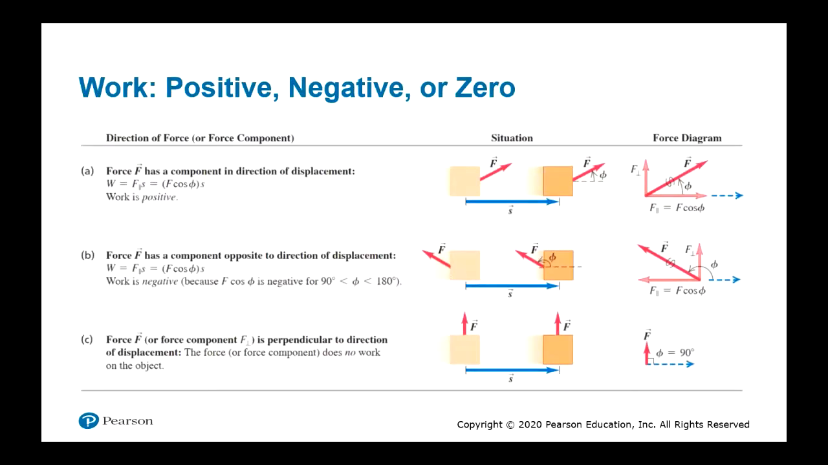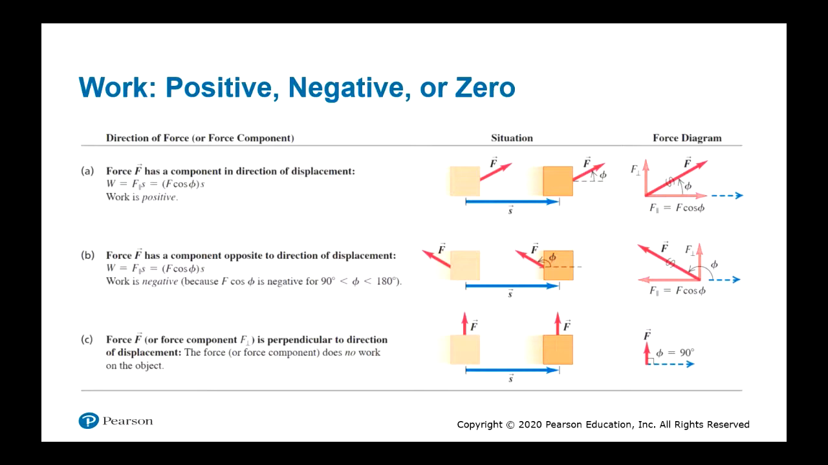Okay, so this is where it sort of gets tricky when you solve problems, and that is because the work can be positive, negative, or zero. And if you get this wrong, your calculations can be way off. So when will work be positive? In row A, you can see that if the force has a component in the direction of the displacement, as in our example in the last slide, then the work will be positive. You can also think of it as when phi is less than 90, then your work value must be positive.